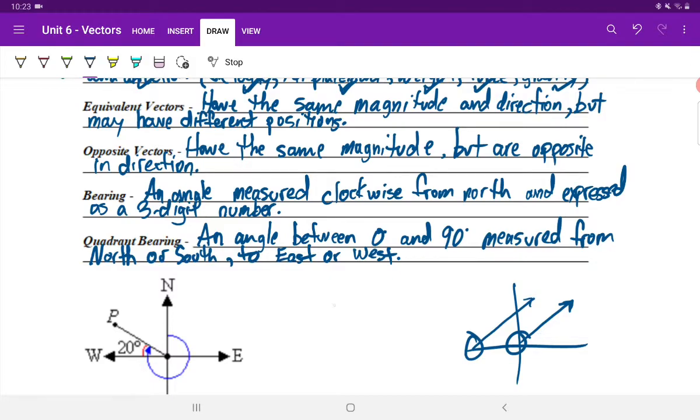Okay, whereas an opposite vector has the same magnitude, but the opposite direction. So if I were to draw a vector here, you would create the exact same magnitude, just in the complete opposite direction. Okay? So pretty easy concept to understand. It's kind of self-explanatory in the term itself of equivalent and opposite.